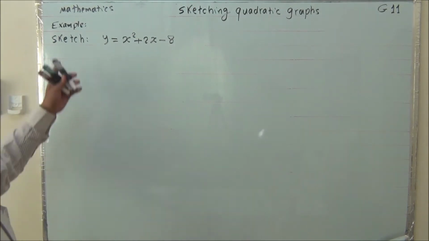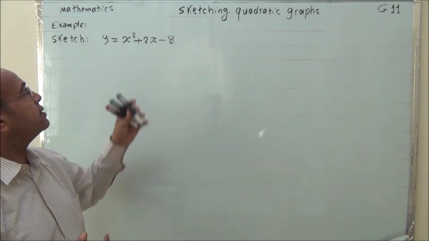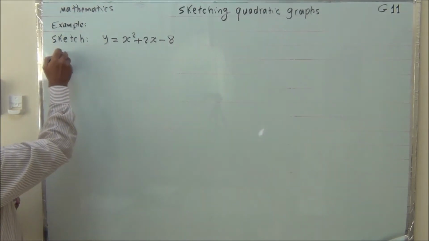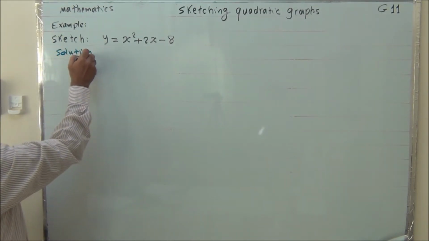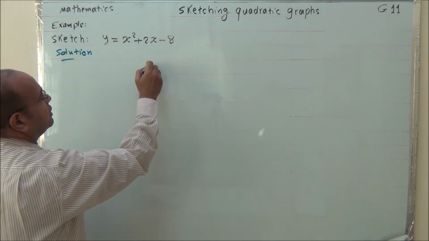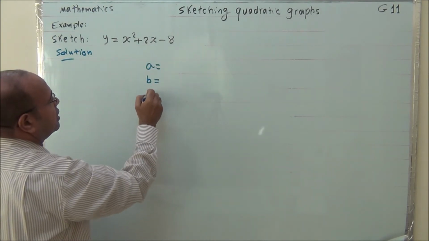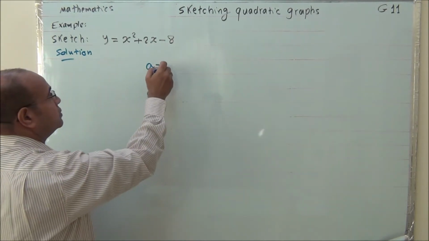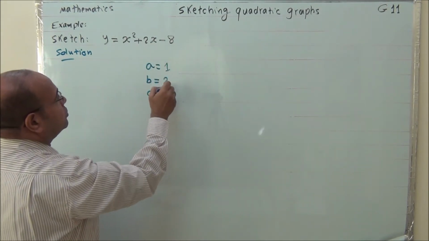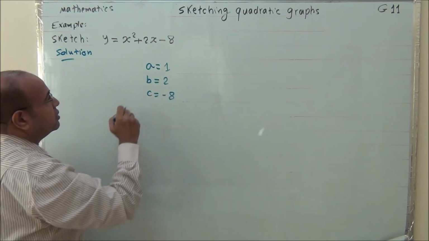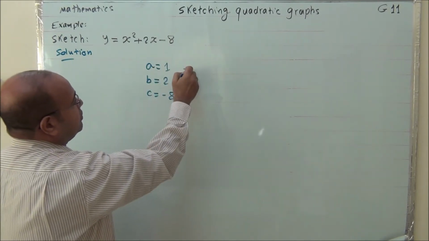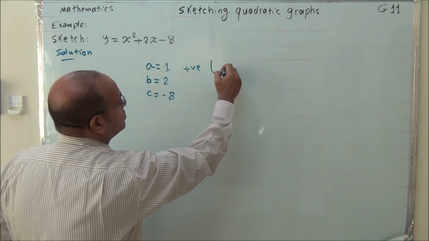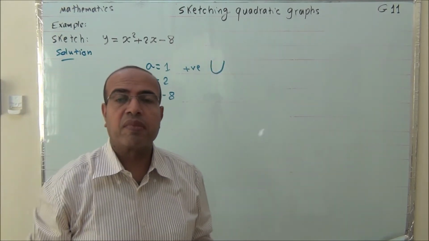Look at this example. Sketch y equals x squared plus 2x minus 8. The solution is that first of all we find a, b and c. A is the coefficient of x squared, which is 1. B equals 2, C equals negative 8. From a equals 1, it means it's positive, so the curve takes a U shape, opening upwards.